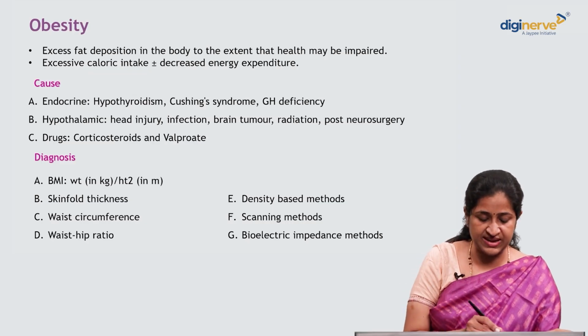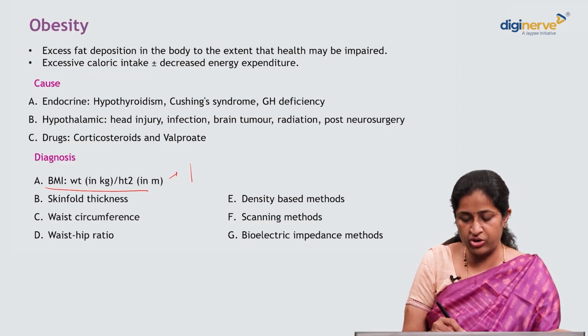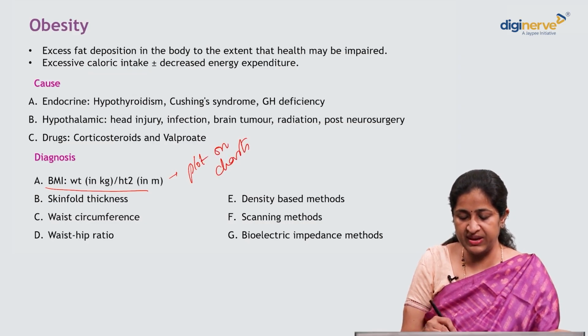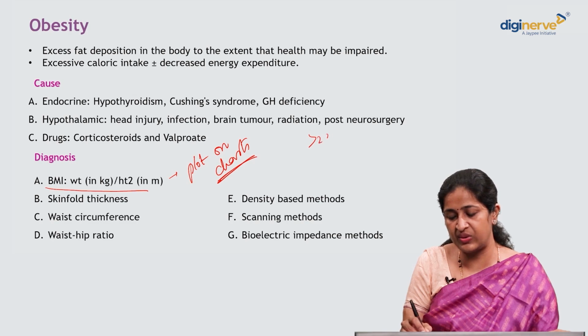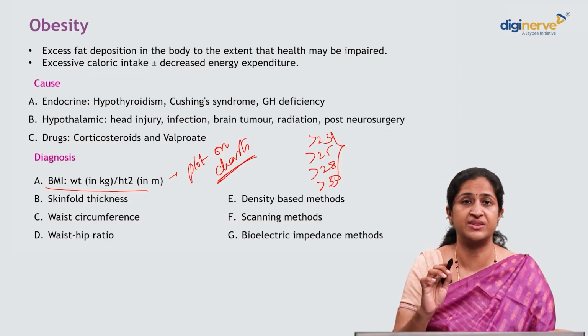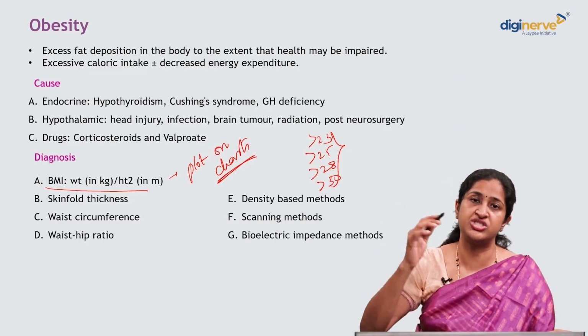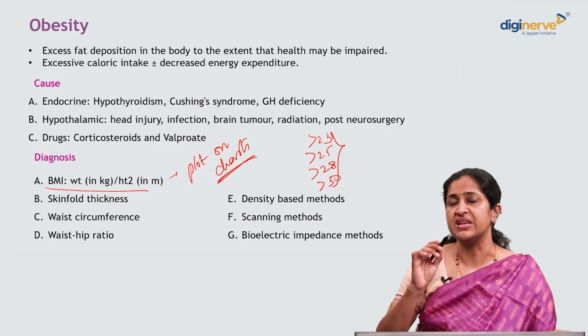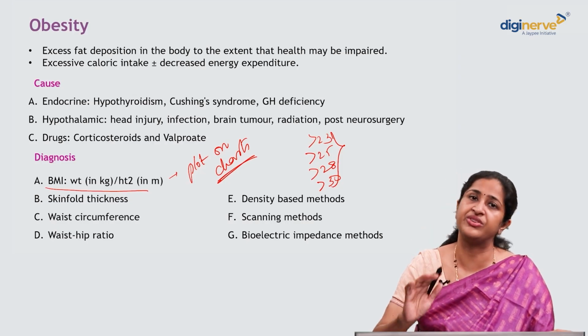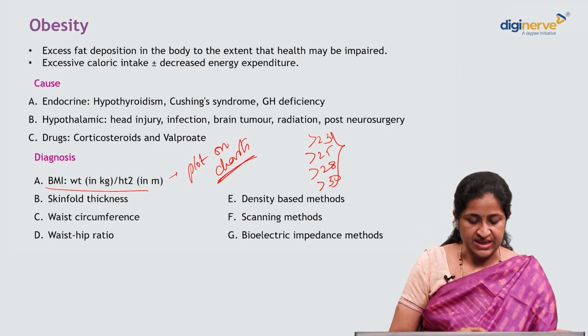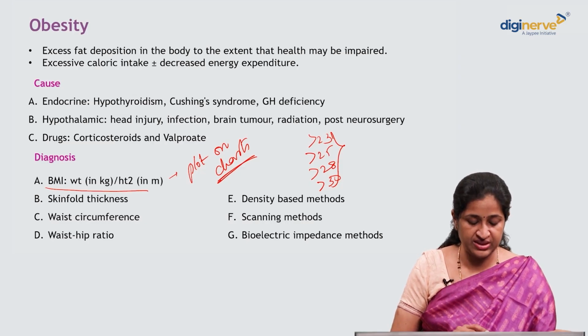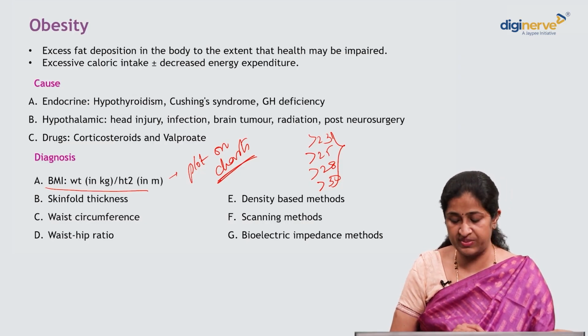Diagnosis, always you must diagnose with BMI and plot on charts. Remember, in adults you can use this above 23, above 25, above 28, above 30. This criteria you can use only in adults. In children, the growth charts have to be plotted because the BMI varies for different ages of the child. Other parameters are skin fold thickness, the waist circumference, the waist to hip ratio.